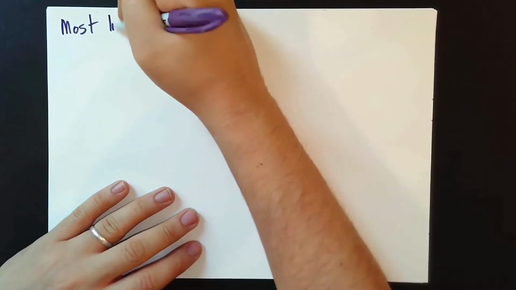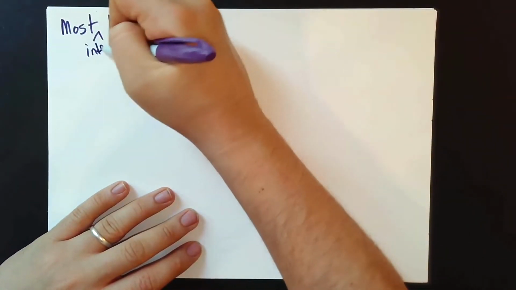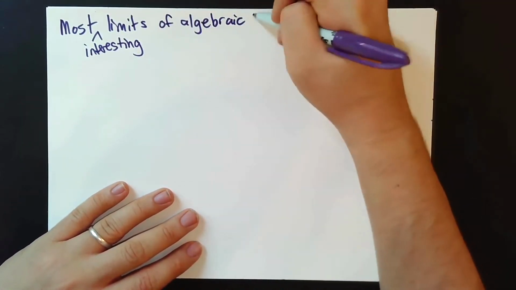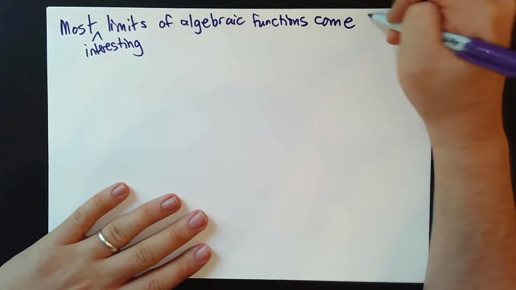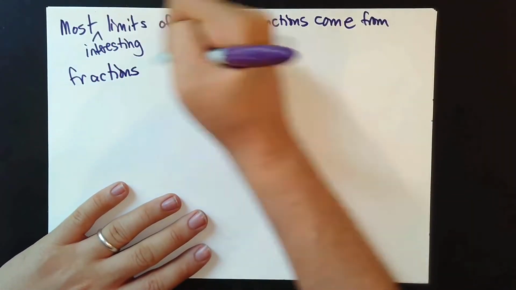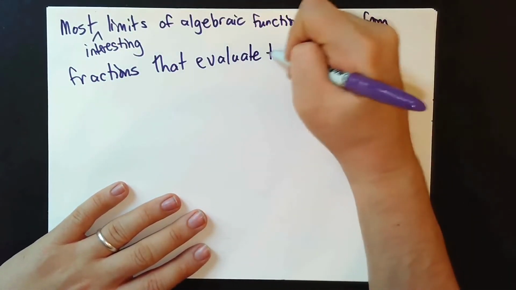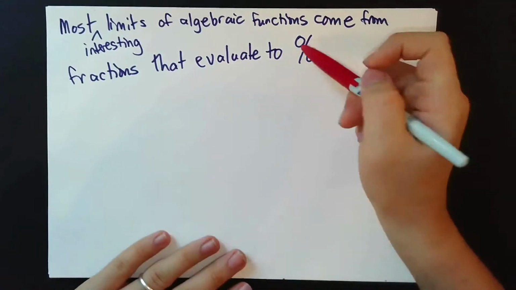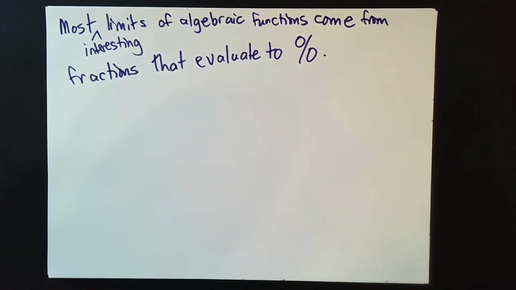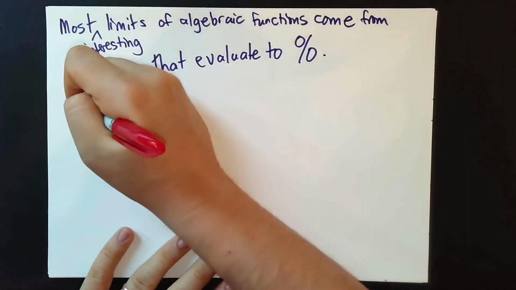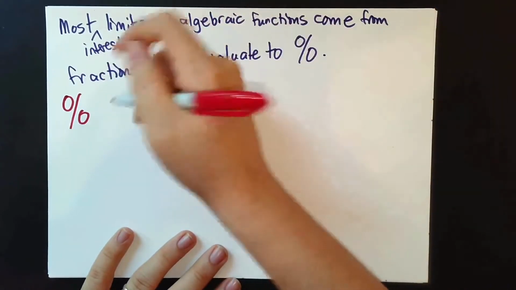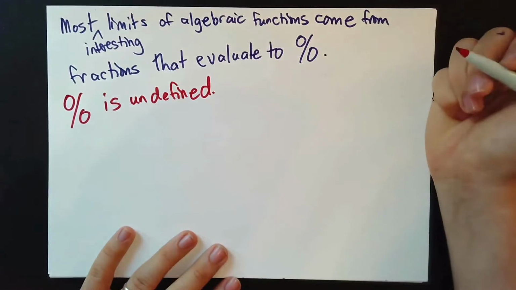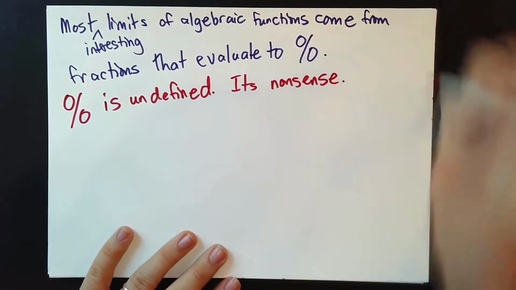Most of the interesting limits of algebraic functions, that is, functions that are just written out with x's and such, almost always come from fractions that, if you just plugged in the number, you'd get 0 over 0. Now, I'm not changing the rules here of 0 over 0. 0 over 0, like any division by 0, is undefined. It's, in some sense, nonsensical.